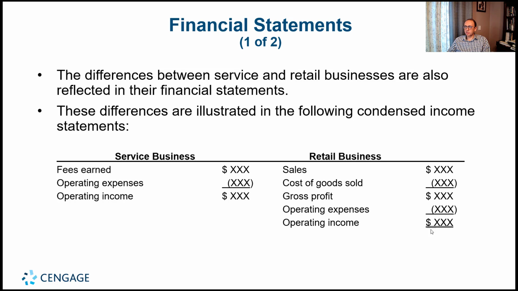In the retail business, it's a little bit different. We have an account called sales. Sometimes we call it sales revenue to stress the fact that this is a revenue. So it's sales, and then we subtract from it the cost of goods sold, which is the cost we paid in order to acquire the product sold. We subtract the cost of goods sold from the sales, and we get the gross profit. And then we subtract operating expenses, which is very similar to the service businesses, to get the operating income.